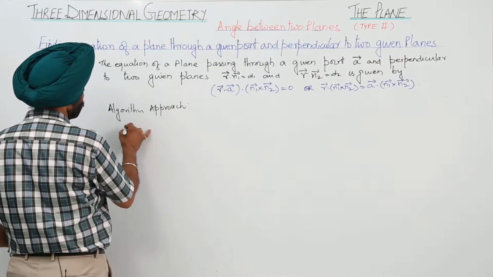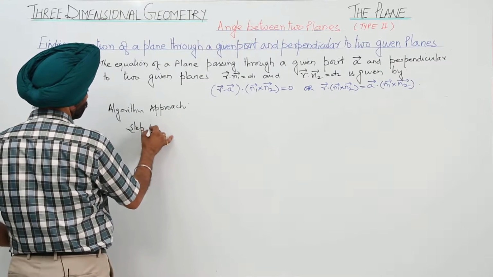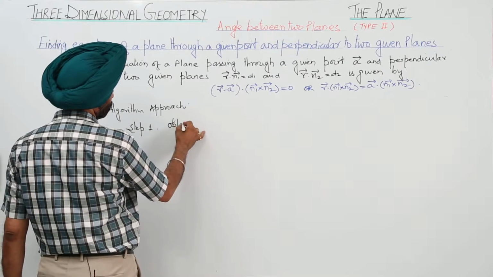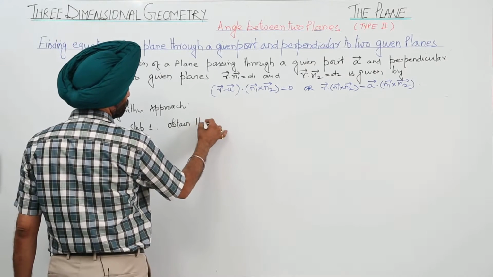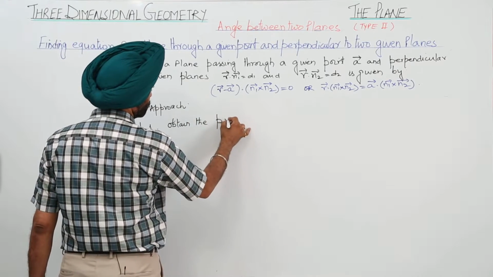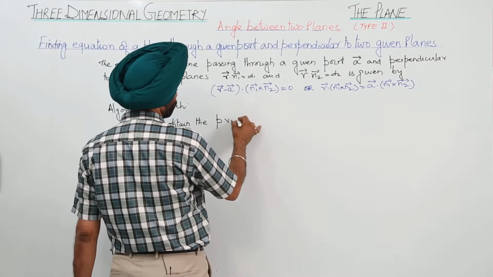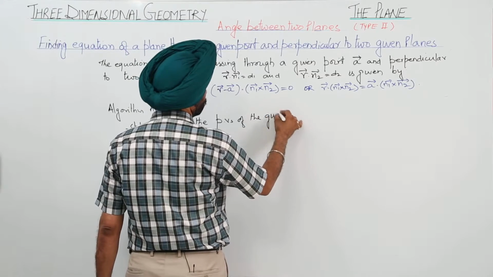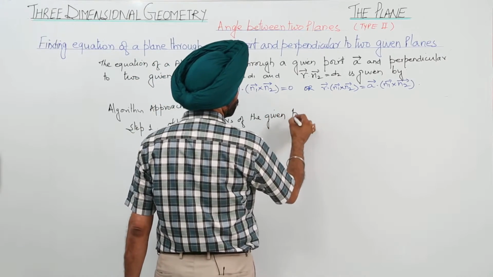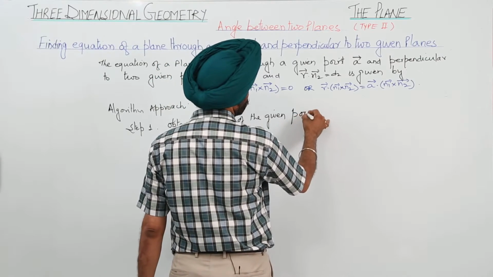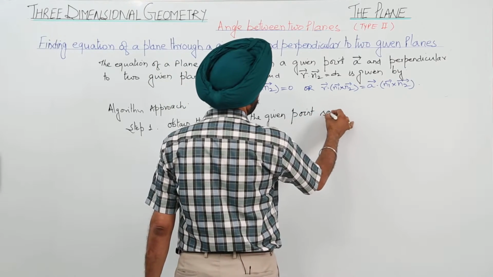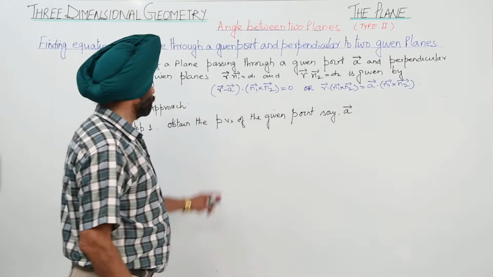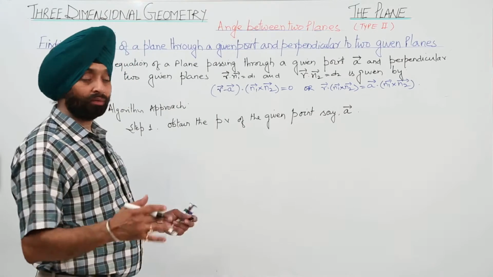Now step 1 is obtain the position vector of the given point, say vector a.